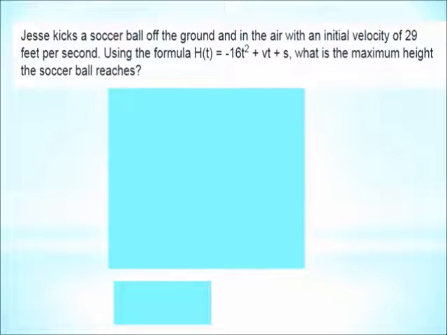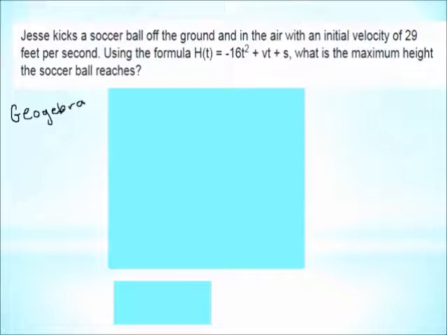Jess kicks a soccer ball off the ground in the air with an initial velocity of 29 feet per second. Using the formula negative 16t squared plus vt plus s, what's the maximum height that the soccer ball reaches? Well, our velocity here is 29. What I do is I use GeoGebra for this, and I'll write it on here. This is a great tool, GeoGebra. If you look at your teacher's announcement page, there are directions on how to use GeoGebra, and it's very similar to a graphing calculator.